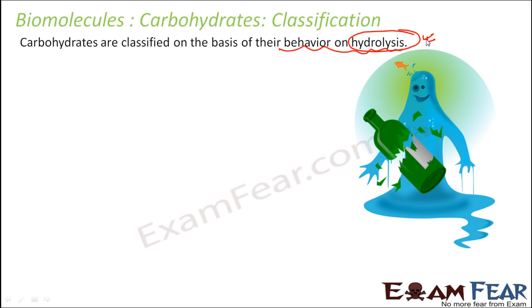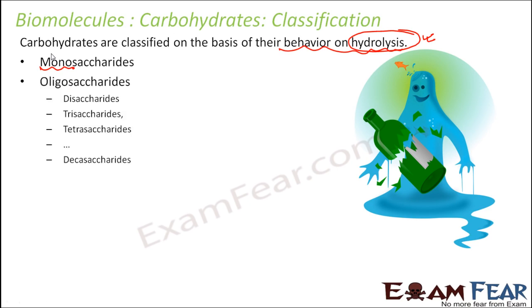Now it has been seen that different types of carbohydrates, when hydrolyzed, show different behavior. Some of the carbohydrates on hydrolysis give smaller compounds. Some of them cannot be hydrolyzed further because they are already the simplest carbohydrates. So based on their behavior, carbohydrates have been divided into the following types. Monosaccharides. Mono means one. Saccharides means sugar. So monosaccharide is like one sugar. So you cannot further hydrolyze it.